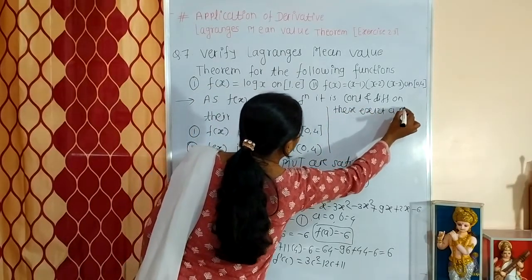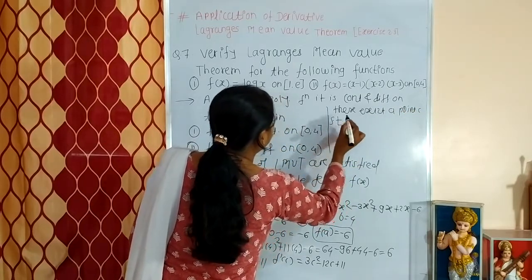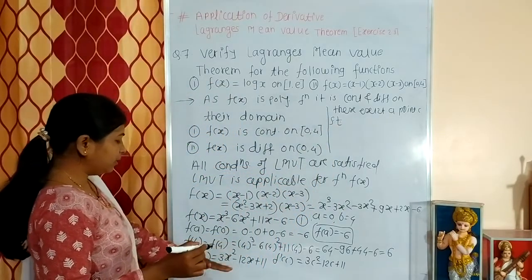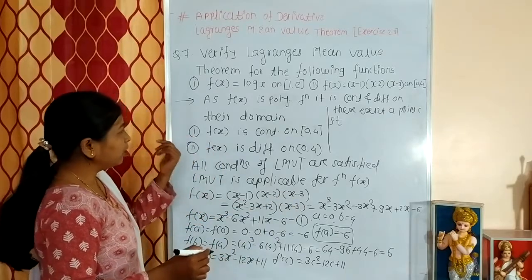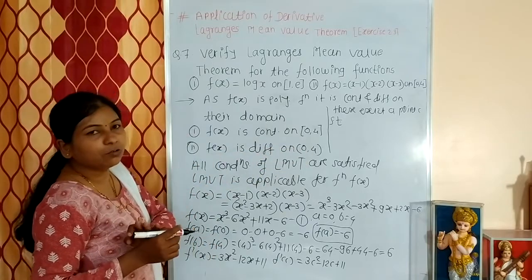Okay, there exists a point c such that all these conditions are satisfied. Then we find f of a, f of b, then f dash of x, then at a point f dash of c. Then we have to show that there exists a point c such that c lies in the open interval 0 to 4.